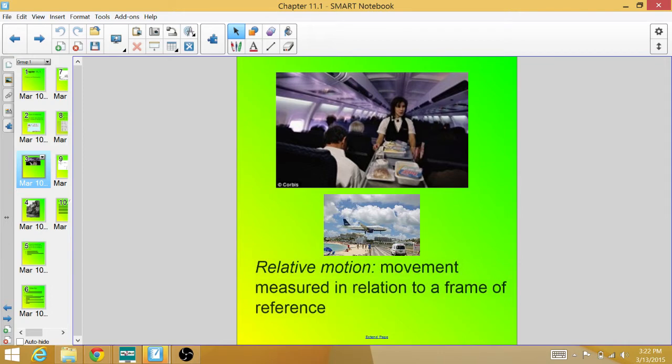This is what we call relative motion, and relative motion is movement measured in relation to a frame of reference. So in the first example, the frame of reference was inside the plane. The flight attendant moves at 2 meters per second. In the second example, the frame of reference was the ground, and the flight attendant was moving like 500 something meters per second because they're moving very, very fast. So when we describe motion, we have to tell people what our frame of reference is.